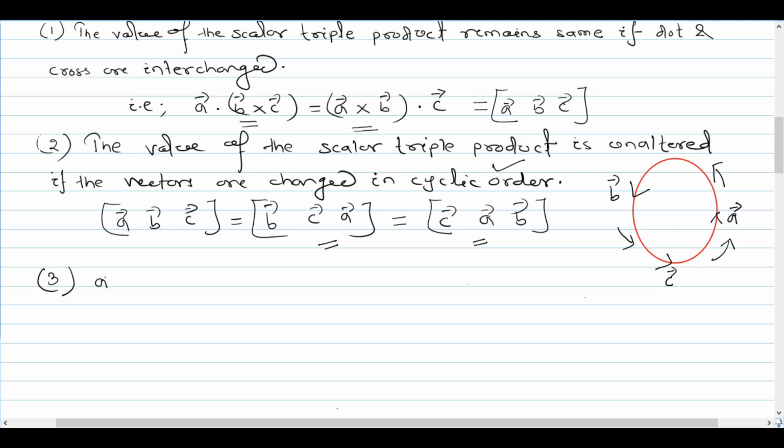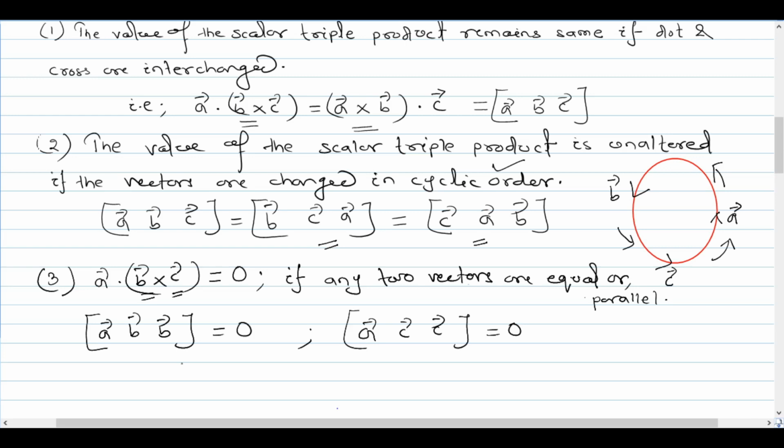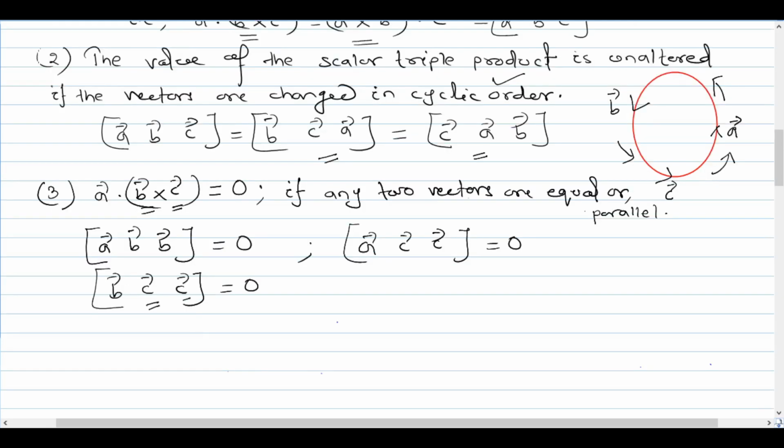Property 3: suppose A vector dot B cross C is equal to 0. When? If any two vectors are equal, or you can say parallel. If two vectors B and C are equal, B is equal to C, that means A, B, B scalar triple product is equal to 0, or A, C, C is equal to 0, or B, C, C. If any two vectors are equal or parallel, then the scalar triple product is equal to 0. That is the third property.